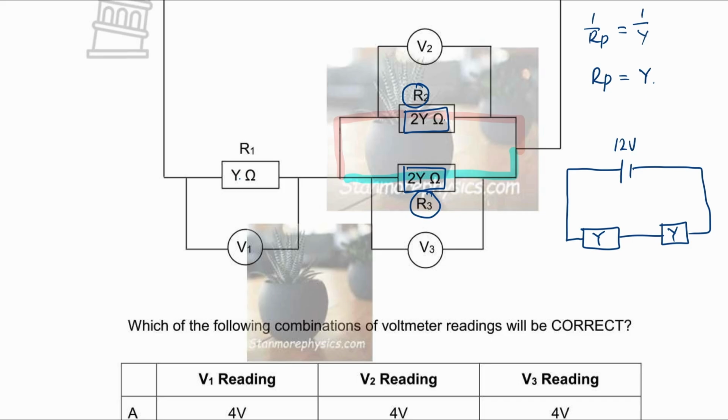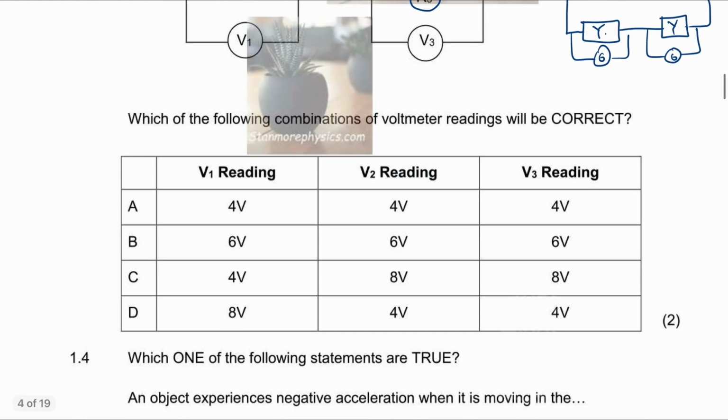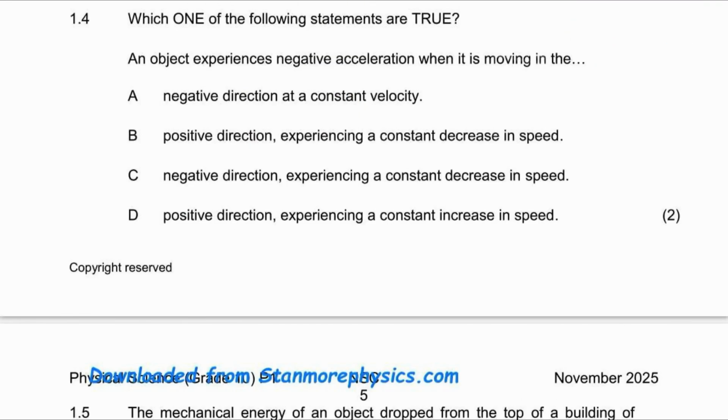So 12 volts here. Now, resistors in series are potential dividers. Since these two resistors are the same, the potential difference or the voltage must be the same. So 12 divided equally among 2 must be 6 and 6. So the answer we're looking for is going to be 6, 6, 6, B.